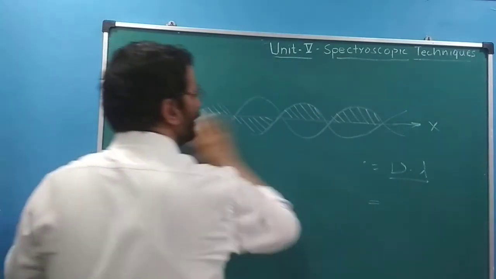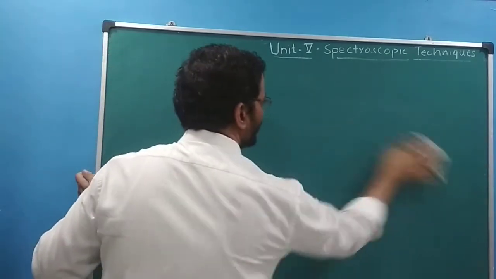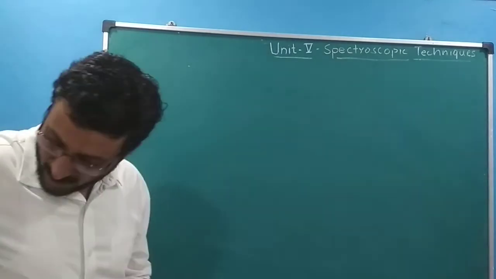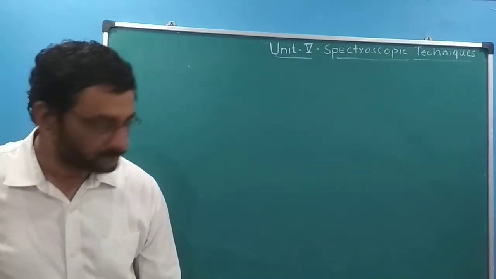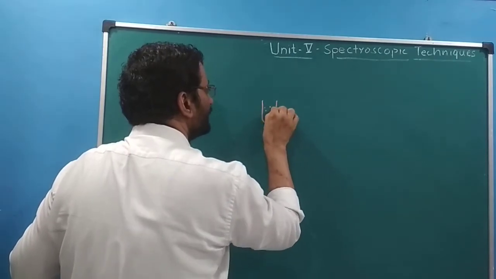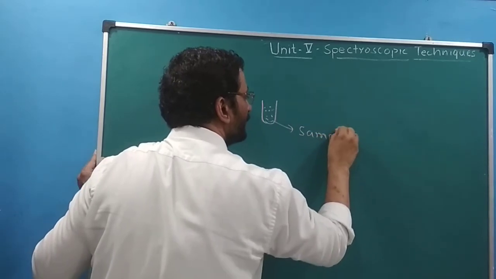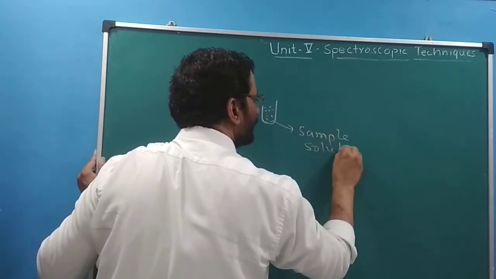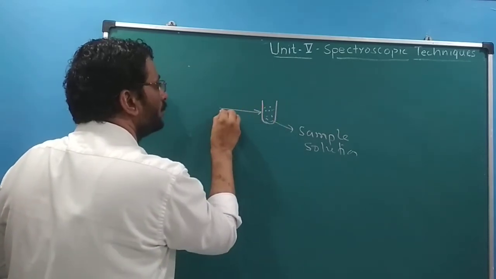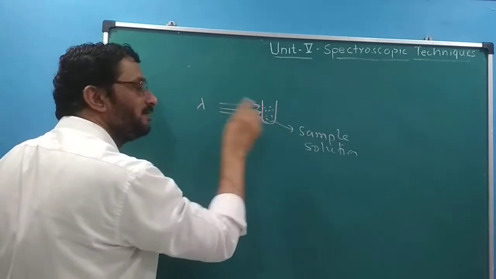After this initial part of electromagnetic radiation, let us go to the introduction again, or the basic part of different spectroscopic methods. Now suppose this is my sample. Here I have taken the sample substance, some solution. So it is a sample solution. And we allow the interaction of different radiations, different wavelength, lambda, to hit on the sample.